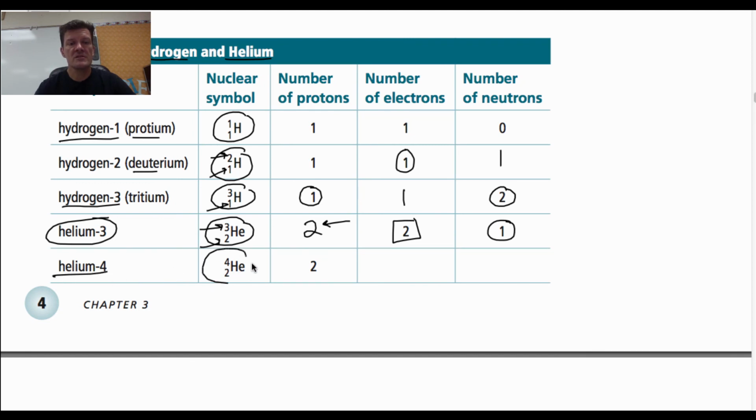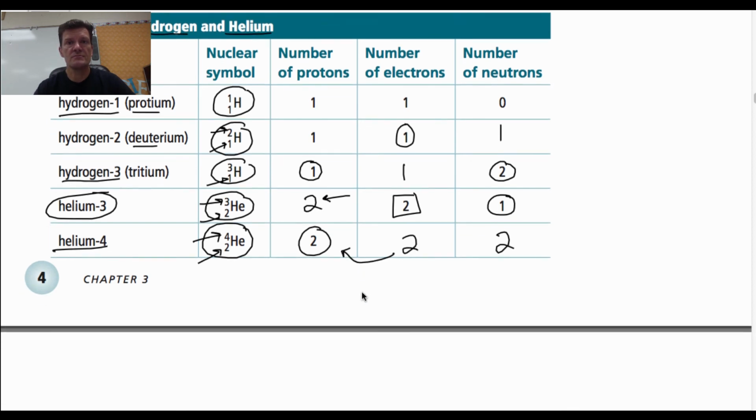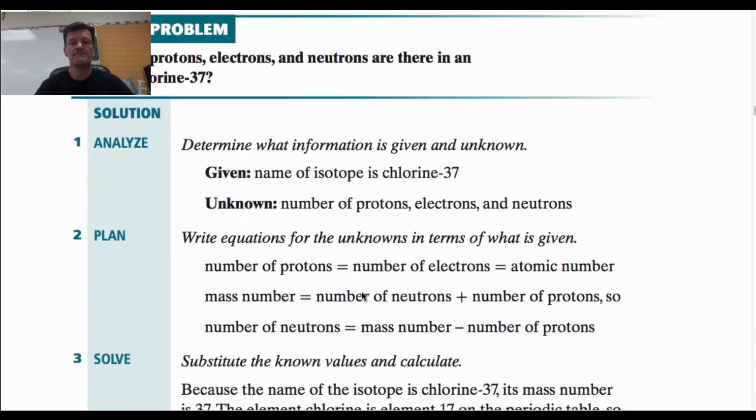Helium-4, here's the symbol. The bottom number tells us it has 2 protons. The top number tells us the mass is 4. Well, that must mean it has 2 neutrons, because 2 plus 2 is 4. And it has the same number of electrons as protons to be neutral. Okay?